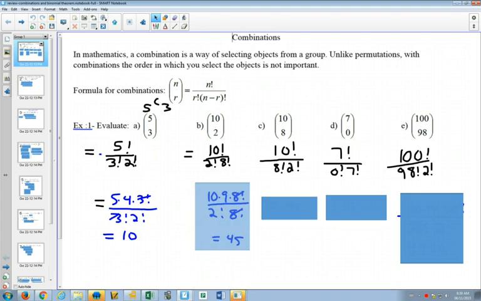Same thing on the next one. You go 10, 9, 8 factorial, because that would cancel out with that 8 factorial on the bottom. And then you just have 10 times 9, which is 90, divided by 2 factorial. And 2 factorial is just 2 times 1, so it's just equal to 2. And that'll give you 45.